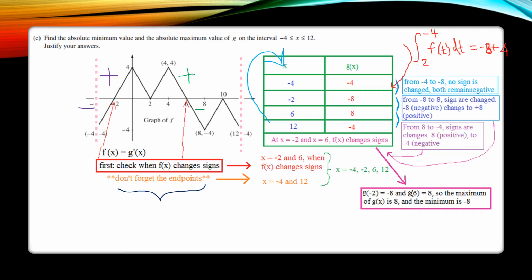And you must remember that when you're solving for g of x, you must use an integral, such as the one that we're showing when x is equal to negative 4, which is an integral from negative 4 to 2 of f of t dt, which would be negative 8 plus 4, which would end up being negative 4. So with all this data, we can see that our maximum would be g of x is equal to 8 when x is equal to 6, and the minimum would be g of x is equal to negative 8 when x is equal to negative 2.